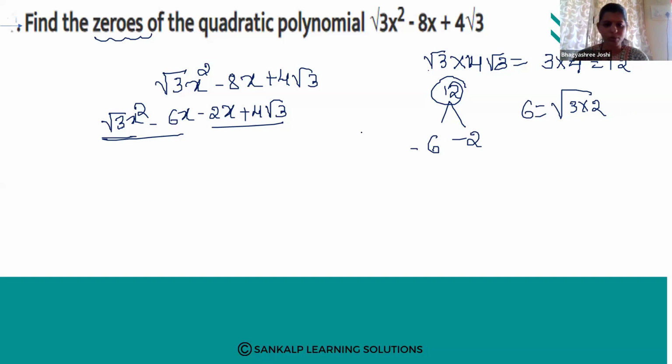1 root 3 I will take common. And x is also common. Root 3x I will take common. From x square, 1x has come out, only 1x remains. So here 6x is there. So here I have taken root 3 common, right?